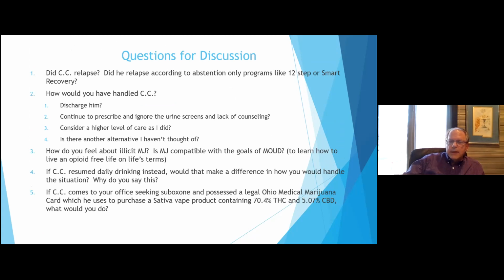So in the time we have left, and I see we have a good 20 minutes, I wrote some questions for discussion, questions that I would love for someone to help me with. I want to know, did my patient relapse? Did he relapse according to the abstention-only programs like 12-step or Smart Recovery? And I'd like to know how you would have handled this patient.